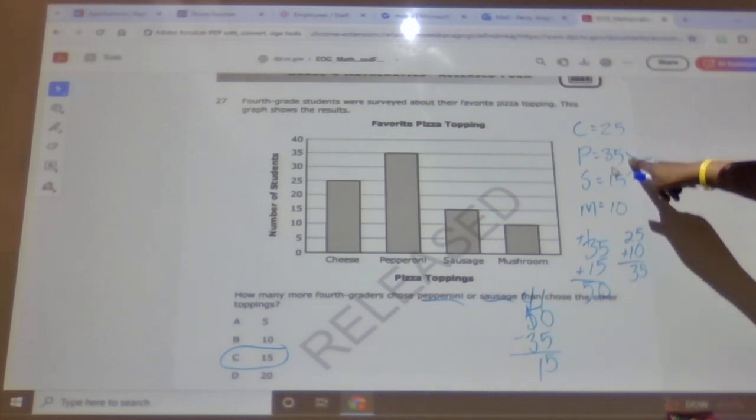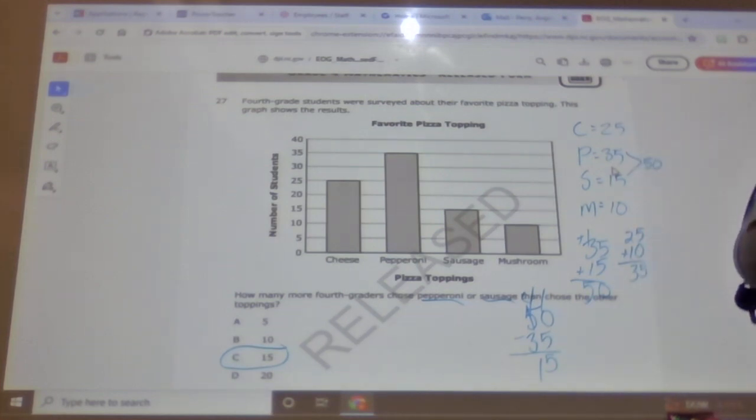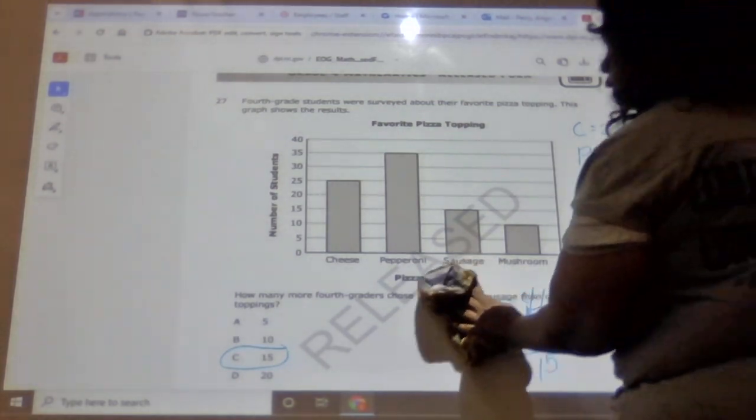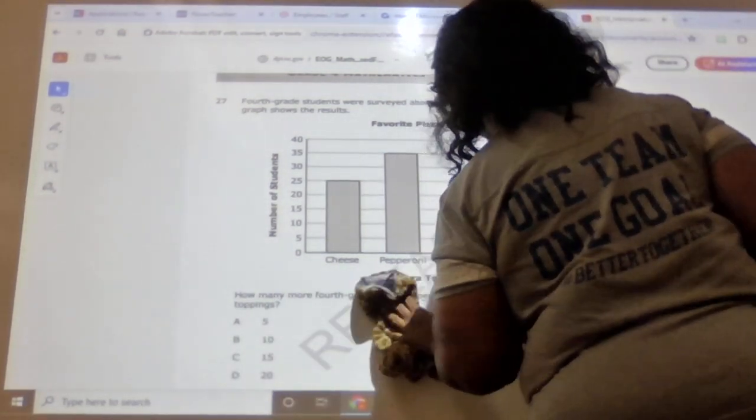But make sure you identify what those other ones were. How many more fourth graders chose those two toppings than the rest of it?